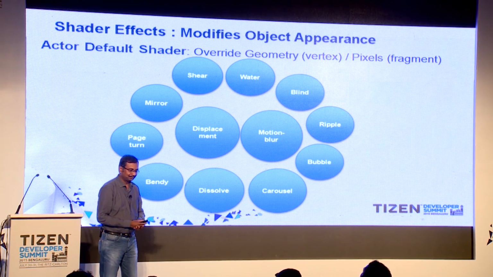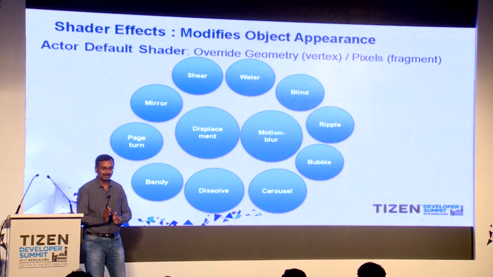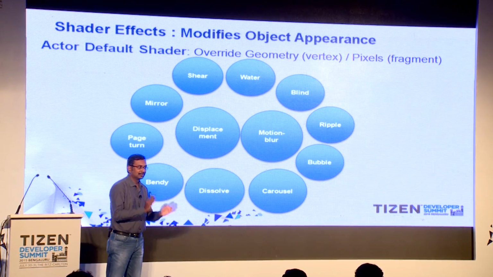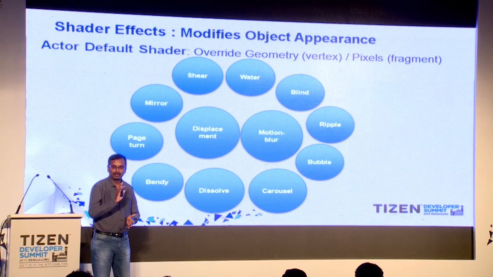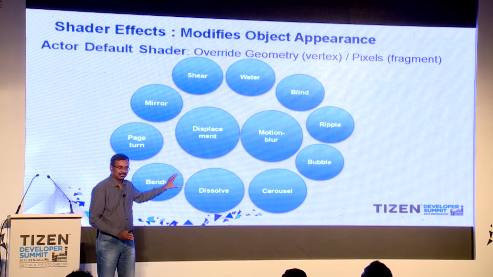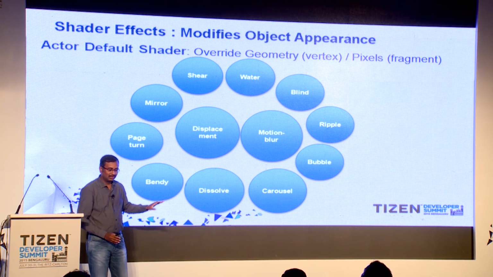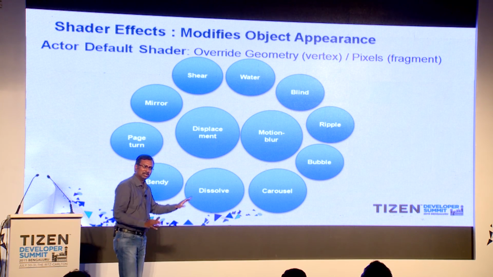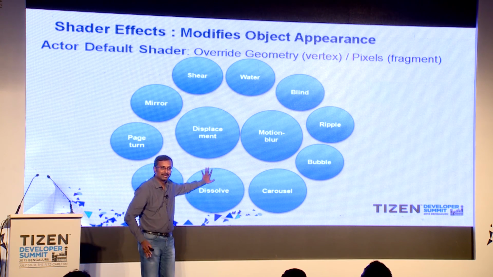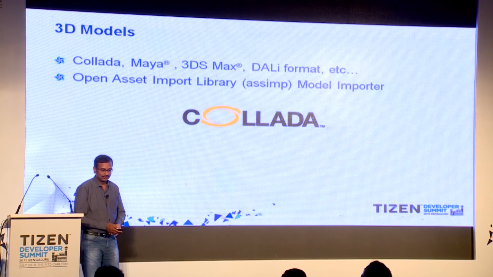Shader effects. Each actor has its own default shaders, but you can override. It can be a geometry or pixel shader, you can override that. So you can see that a lot of default or inbuilt shaders are available. Can be mirroring, hedge tone, can be a dissolve, water, a ripple, not many. Just a few samples here. You can just apply them on any of your objects.